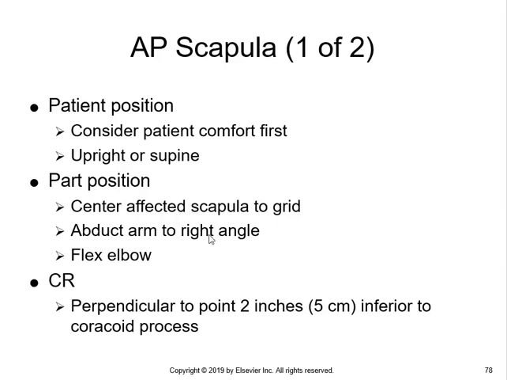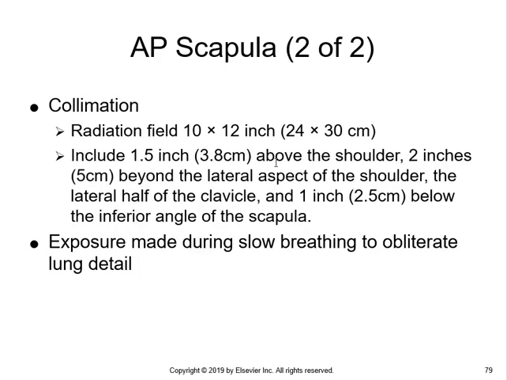Certainly you're still going to have some superimposition over the ribs, but it's going to be less significant than in a straight AP of the shoulder. So collimation is going to be 10 by 12, but the length is going to be running with the length of the body to make sure that you include the lower portion of the scapula.